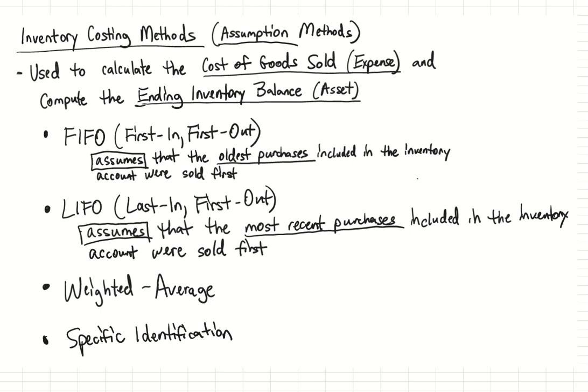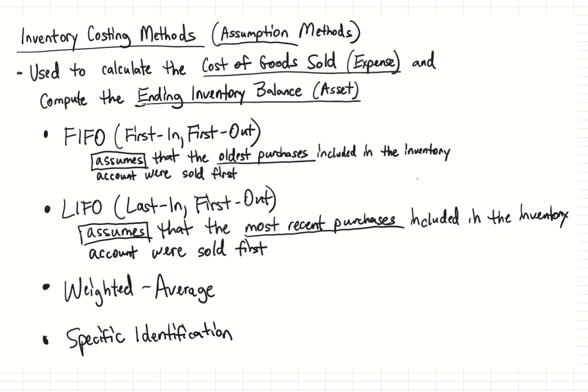LIFO stands for last in, first out. So that's the opposite of FIFO, where it assumes that the most recent purchases included in the inventory account were sold first. So last in, first out. Whatever you purchased recently, you're trying to get that out the door first.